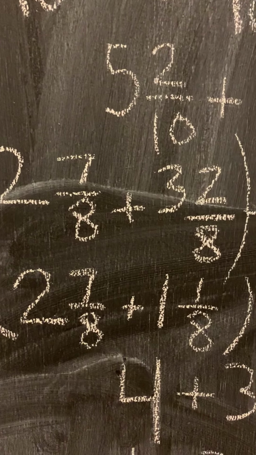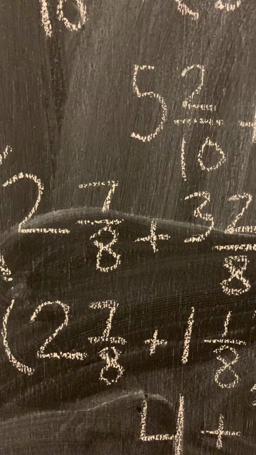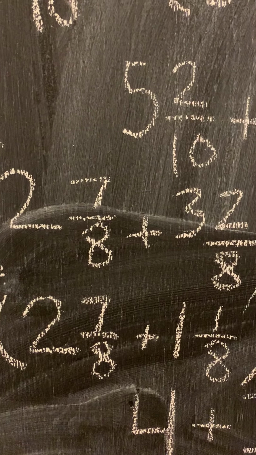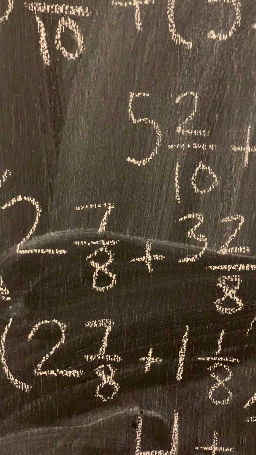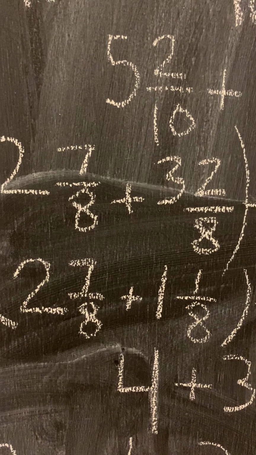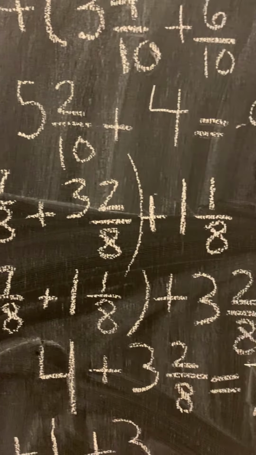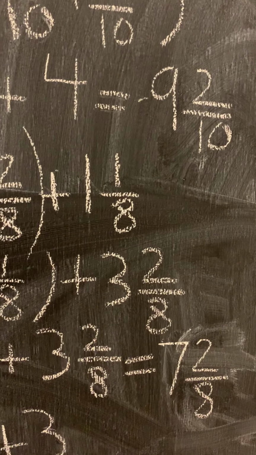2 and 7/8 plus 1 and 1/8. That's going to be 4, right? Pretty easy. 2 plus 1 is 3. 7/8 plus 1/8 is another 1 whole. And gets us up to 4, right? 3 plus 1 is 4. Okay, so now 4 plus 3 and 2/8 is 7 and 2/8.